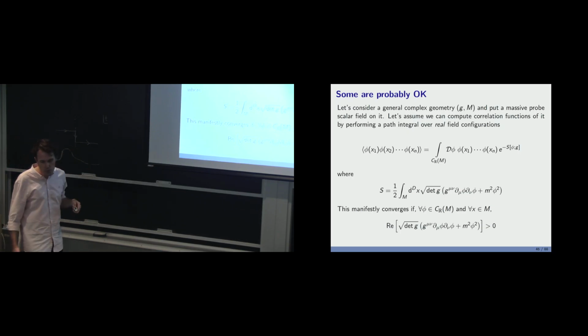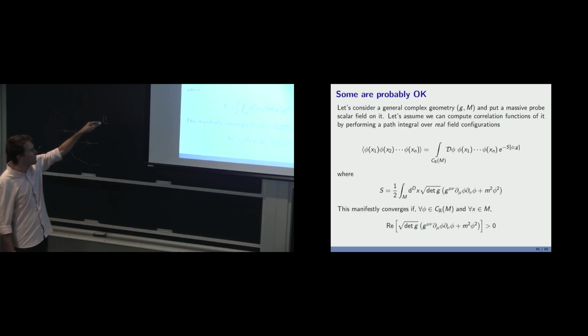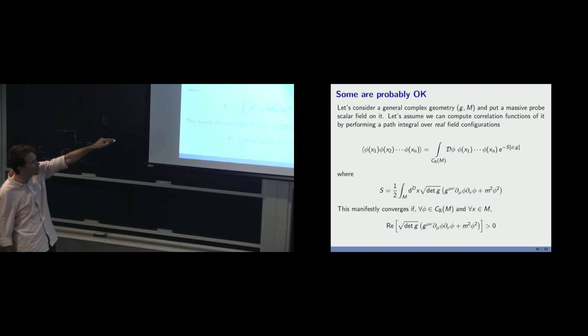And then we're going to assume that we can compute correlation functions of this scalar by performing a path integral over real valued configurations. So now we're doing a path integral dφ over real valued functions, scalar, on the manifold, and we're weighting it by the action. Whether this is IS or S, it doesn't matter. The conclusions are the same. And the action here is just the kinetic term for the scalar and the mass.